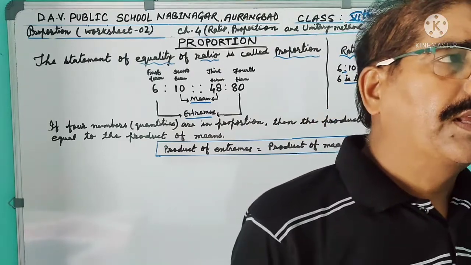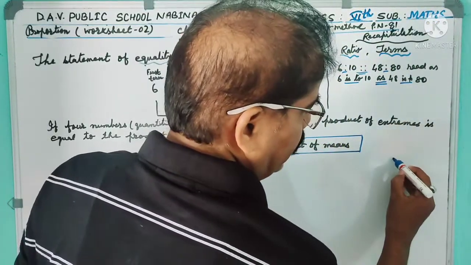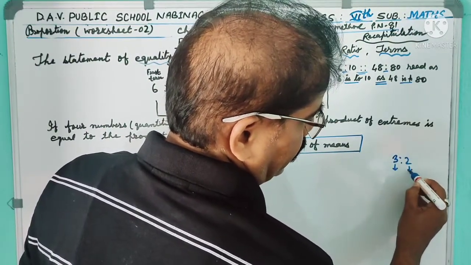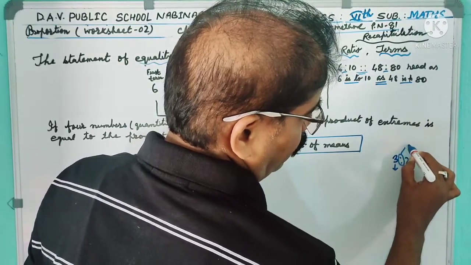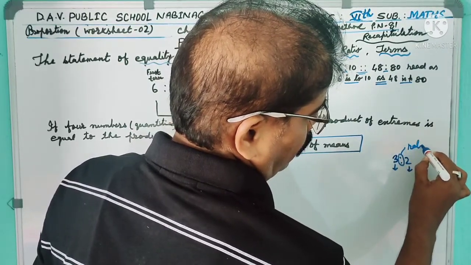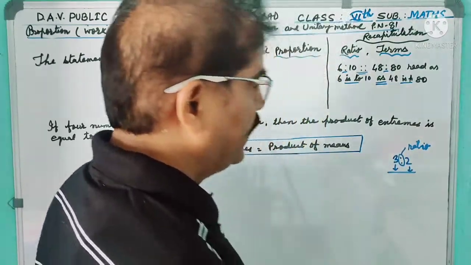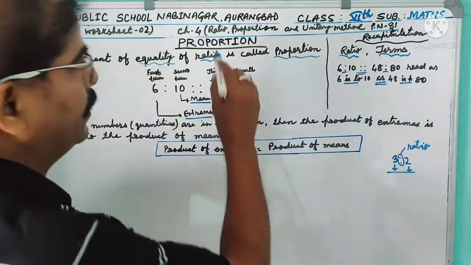In 3:2, there is a first term and a second term, and this is denoted as a ratio. Now let us move towards the topic, proportion.